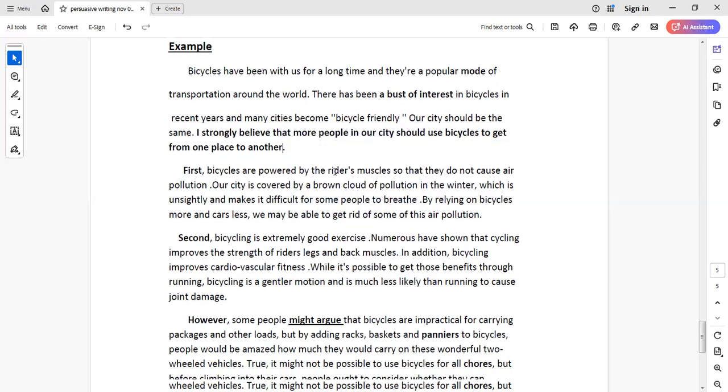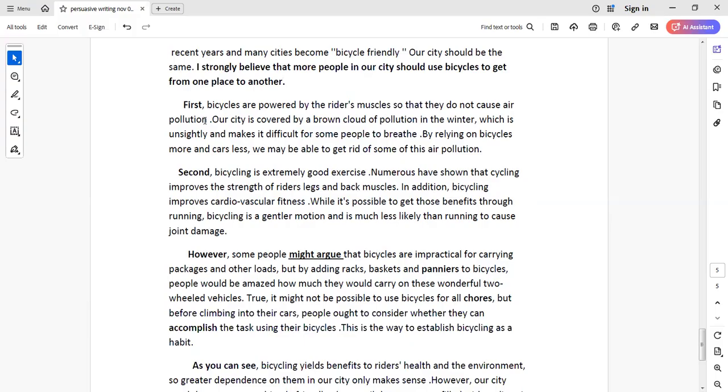As you see, a general statement, and the most important is what you believe: I strongly believe that more people in our city should use bicycles to get from one place to another. Now, when you finish this, you think of the main body, and I need to remind you of what we call a key sentence, a main sentence, a topic sentence. Because if the topic sentence is correct, the whole paragraph will be perfect. First, bicycles are powered by the rider's muscles so they don't cause air pollution. Second, bicycling is extremely good exercise.